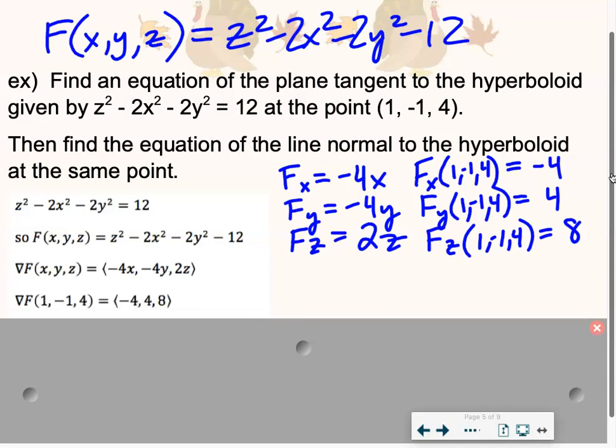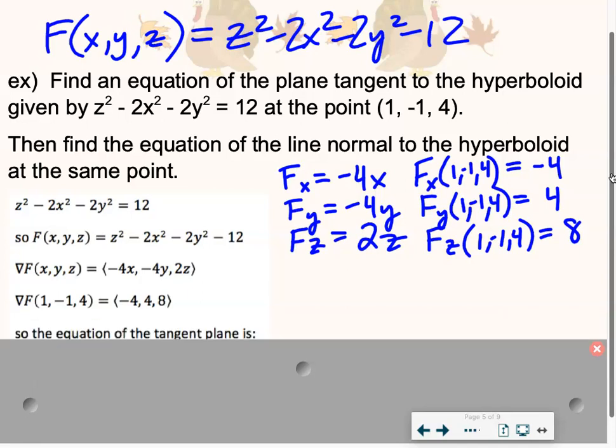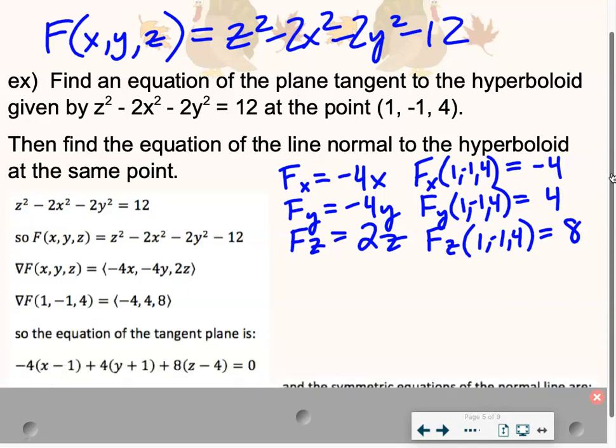You get negative 4, 4, 8, and then to write your equation, it's just going to be negative 4 times x minus 1 plus 4 times y plus 1 plus 8 times z minus 4, right? It's nothing different than what you've done before. It just feels a little bit different.